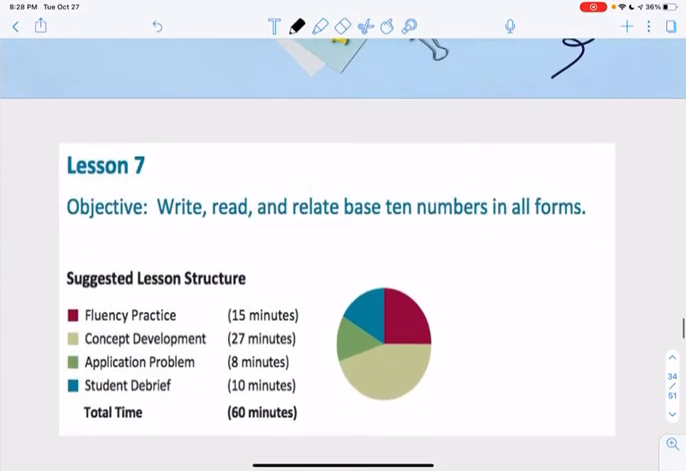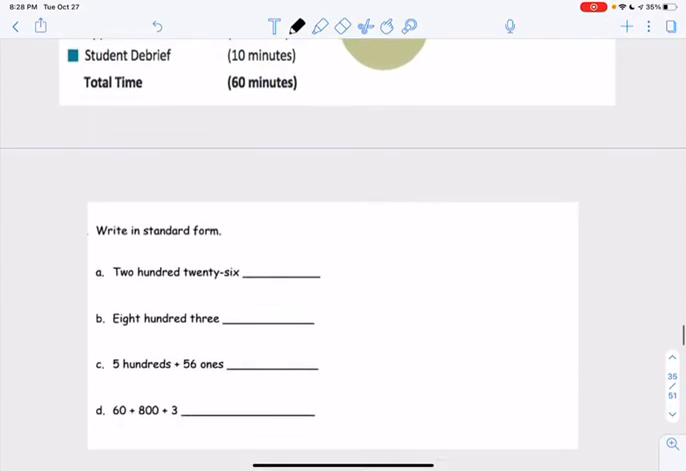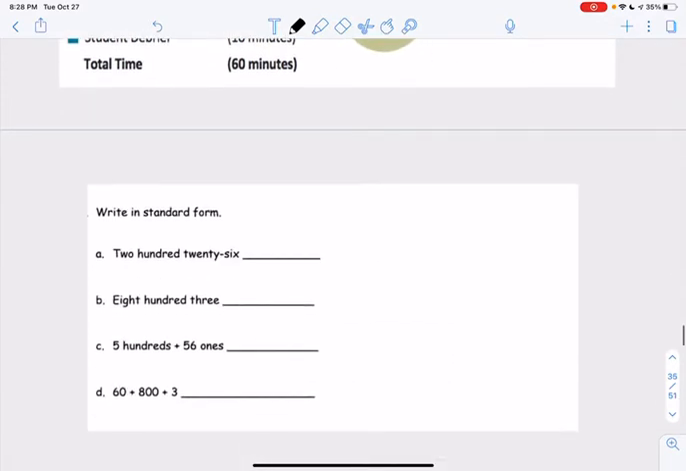So we're going to do lesson 7 today, which is write, read, and relate base 10 numbers in all forms. So this is like a practice of expanded form. This is a practice of unit form. This is a practice of standard form. And this is a practice of all the forms together. So let's go ahead and look at the first one.